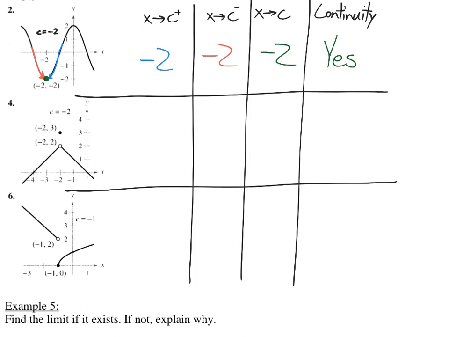How about this next one here? Here we have what looks like some kind of an absolute value function, but then it has this one displaced point here at -2, 3. But again, we're going to approach c equals -2. So as we approach from the left, what is the value of our function approaching? It's approaching 2. As we approach from the right, it's approaching 2. So, since it hits the point -2, 3, what's the limit as x approaches -2?